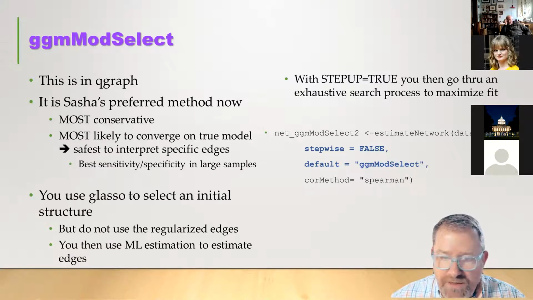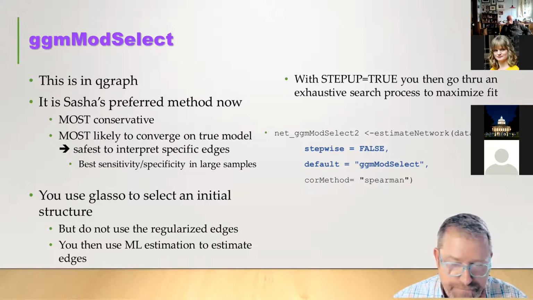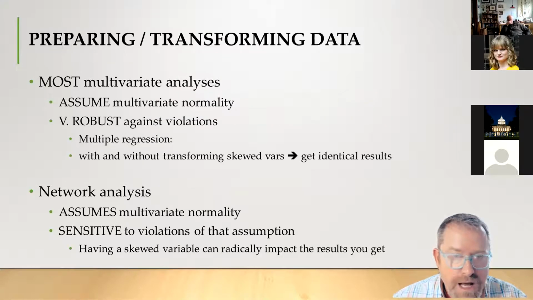So the function is estimateNetwork. And then in the parentheses, we give it a data frame that has our data in it. You say default equals ggmModSelect, telling it which estimation to use. And we tell it to use Spearman correlations, because that helps deal with the skew in your data. Then you arrow that into a new data frame, which can have any name, but this is where your results are going to live.